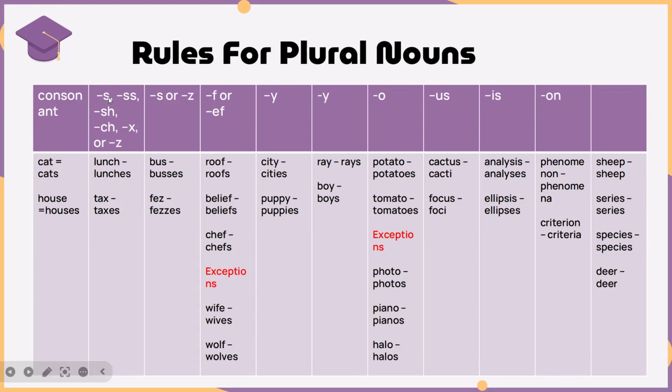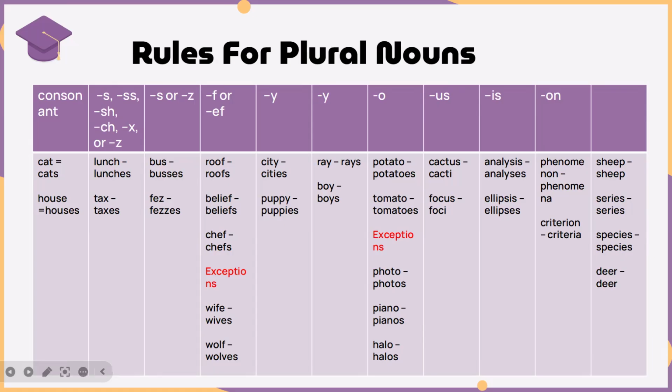When the word ends with S, double S, SH, CH, X, or Z, then we can add ES to the end of the noun. Lunch becomes lunches. Tax becomes taxes.